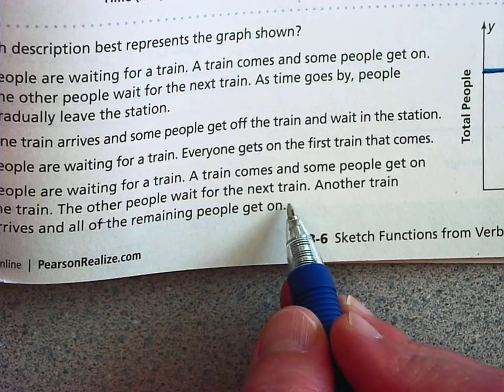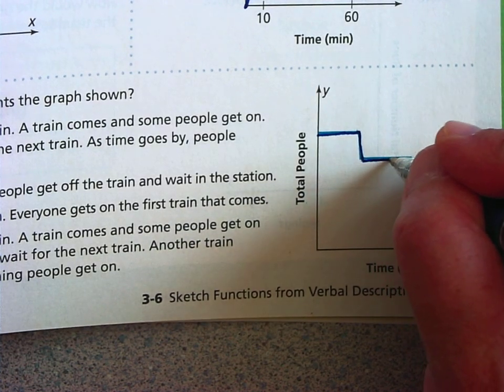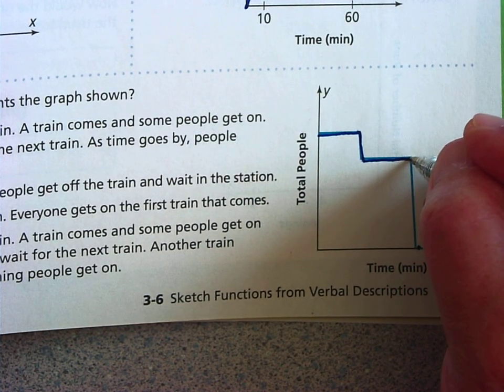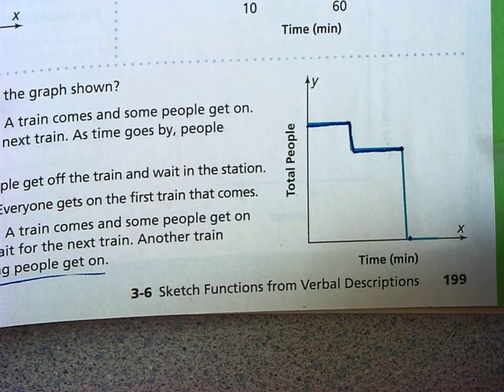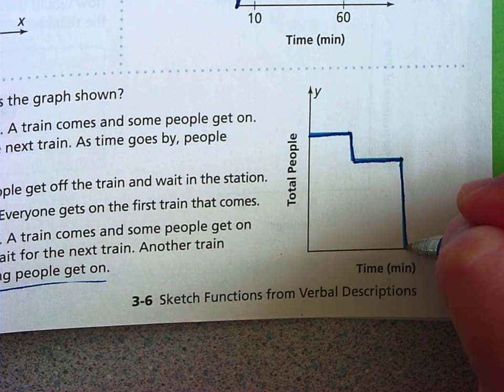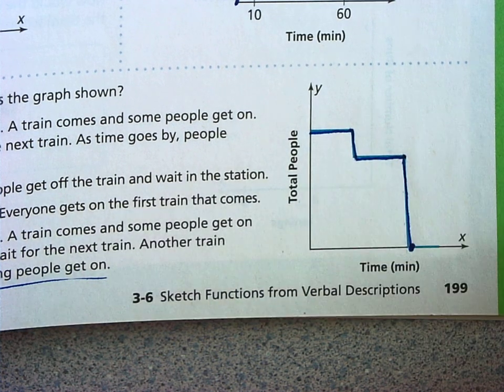The other people wait for the next train. So again, you have those less people waiting for the next train. And then it says all of the remaining people get on the train. So that's why the amount of people goes down to 0, because all of those people that were left waiting for the second train got on. Okay. And then let's just look at one more, sketching a graph.